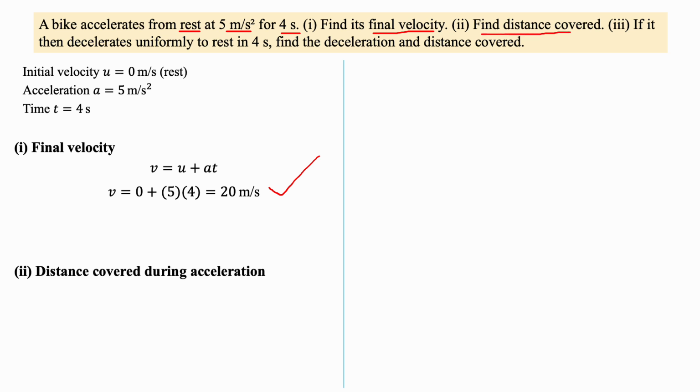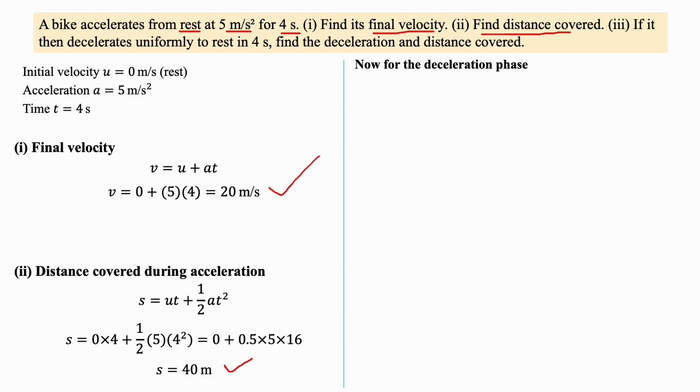So distance covered during the acceleration would be s equal to ut plus half at square. We have the values of u, t and a. Just substitute these values. You will get s equal to 40 meters. So this is the distance.